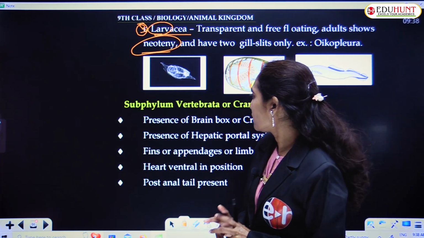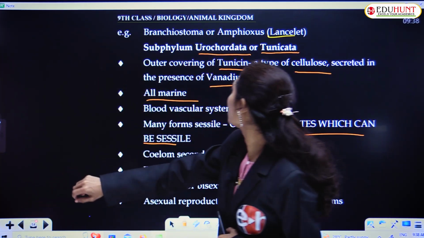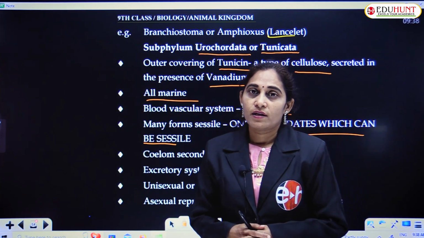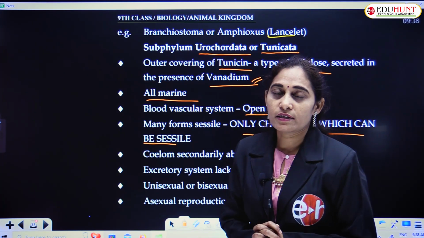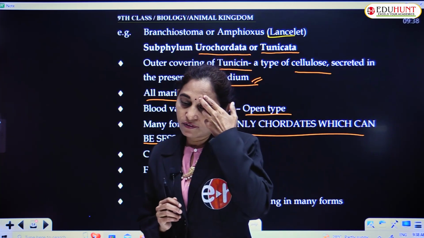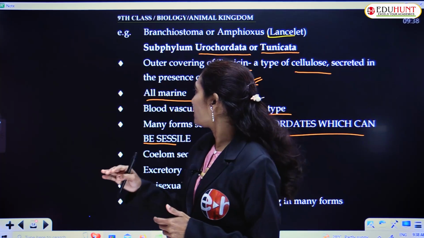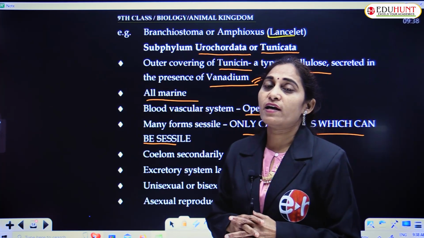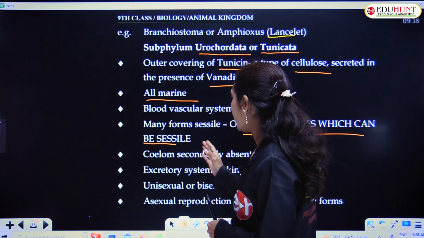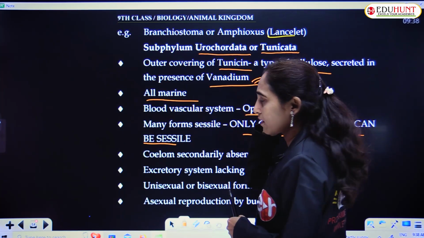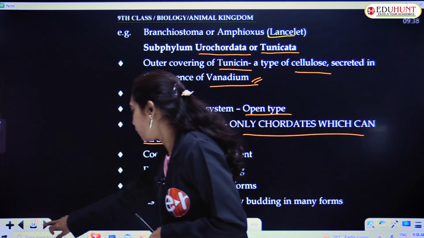In the next class, we will be discussing the next subphylum. The first 2 subphyla, Cephalochordata and Urochordata, we have discussed in this session. In Cephalochordata, animals have notochord that extends to the head. And in Urochordata, the tail has the notochord. And these are the only chordates which are sessile. They are attached to the substratum, they can't move.